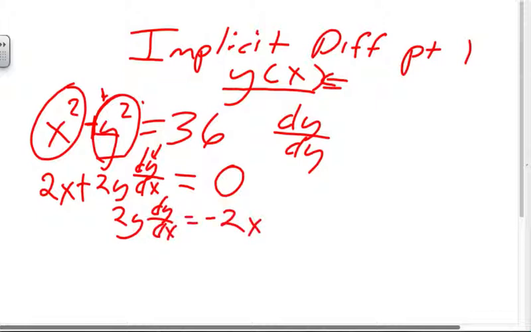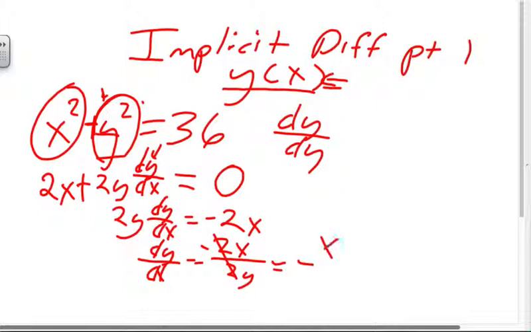Then I divide by 2y. You notice the 2's cancel out, so it's going to be negative x over y is my derivative. And that's my derivative of what we had before. Okay.